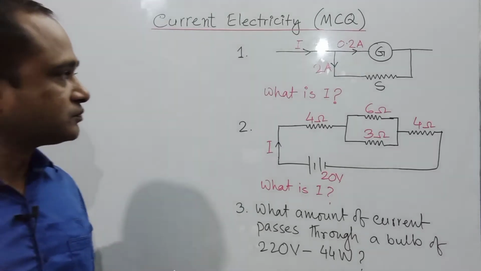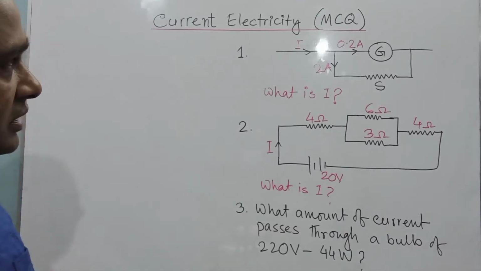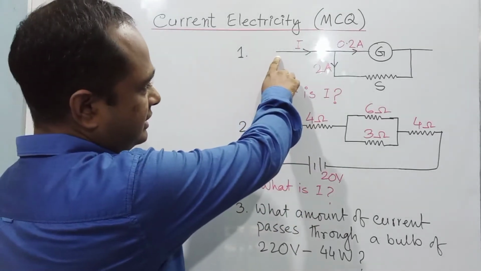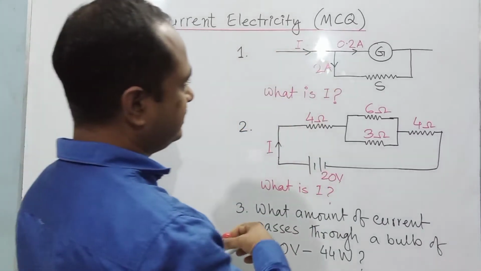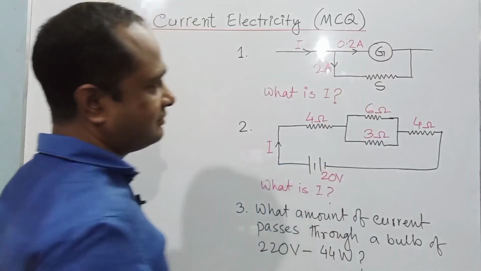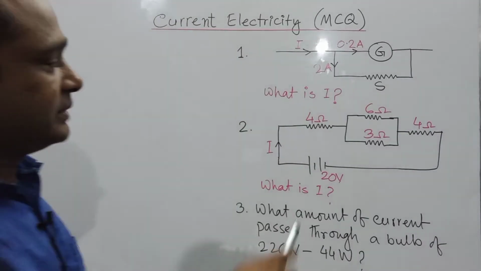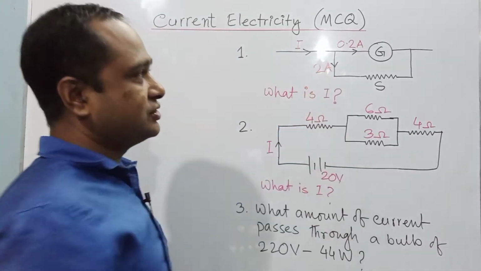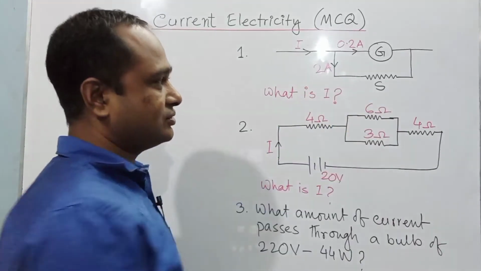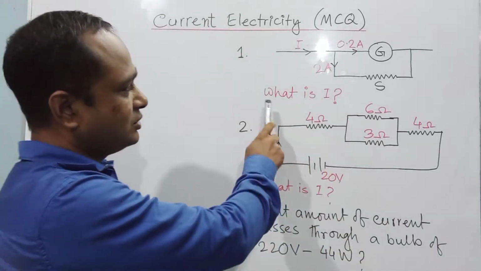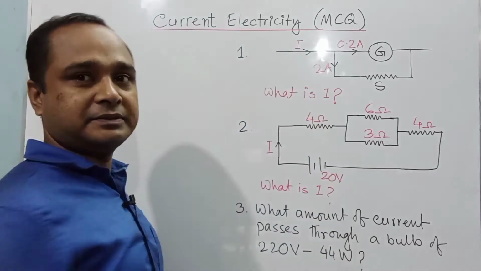Here are three questions. In the first question, there is a circuit diagram showing that an electric current denoted by I is split at this point. There is a galvanometer and a shunt connected in parallel with the galvanometer. The main current is split here, and 0.2 ampere passes through the galvanometer, and the remaining 2 ampere passes through the shunt. So the question is, what is I?